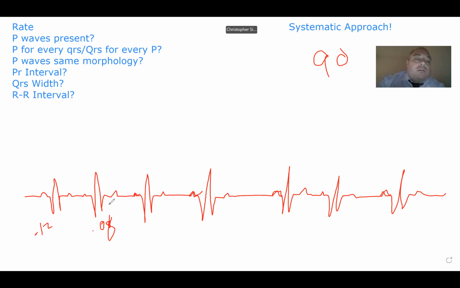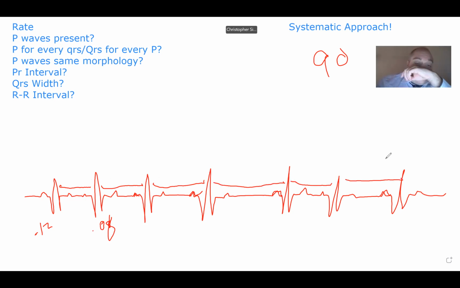Now, let's look at this R to R interval. And this is not just me not being able to draw on a computer while I'm talking to it. But let's say for real that this R to R is that distance. This R to R is that distance. This R to R is that distance. This one is that distance. That's that. And then that's that.